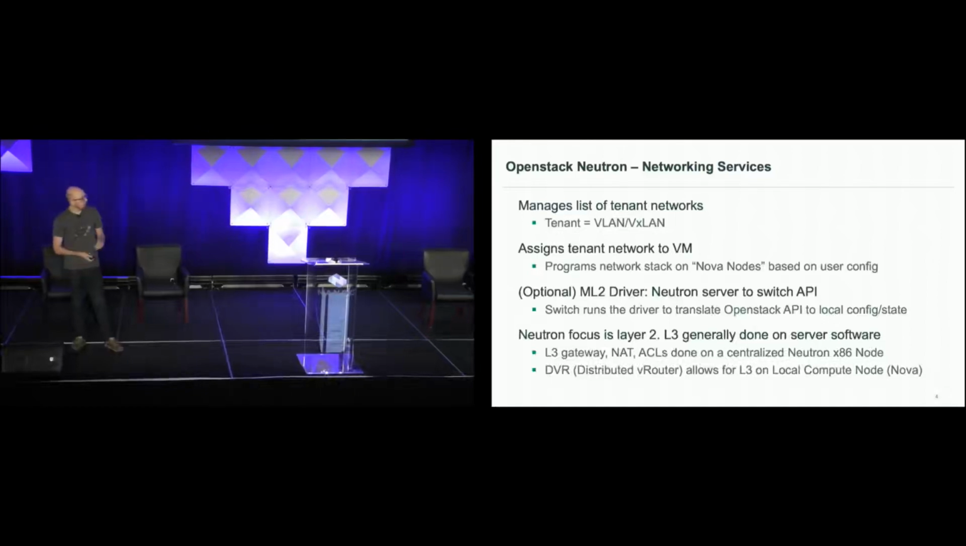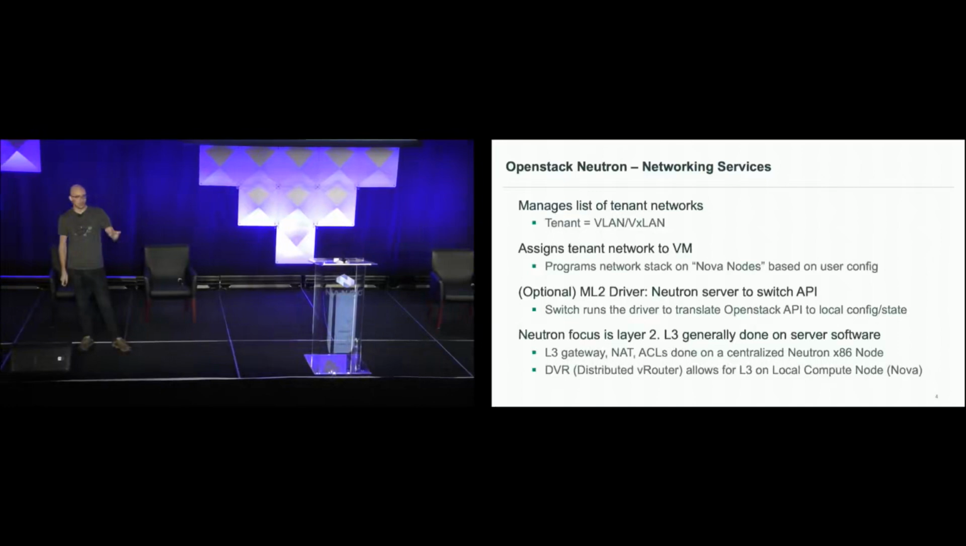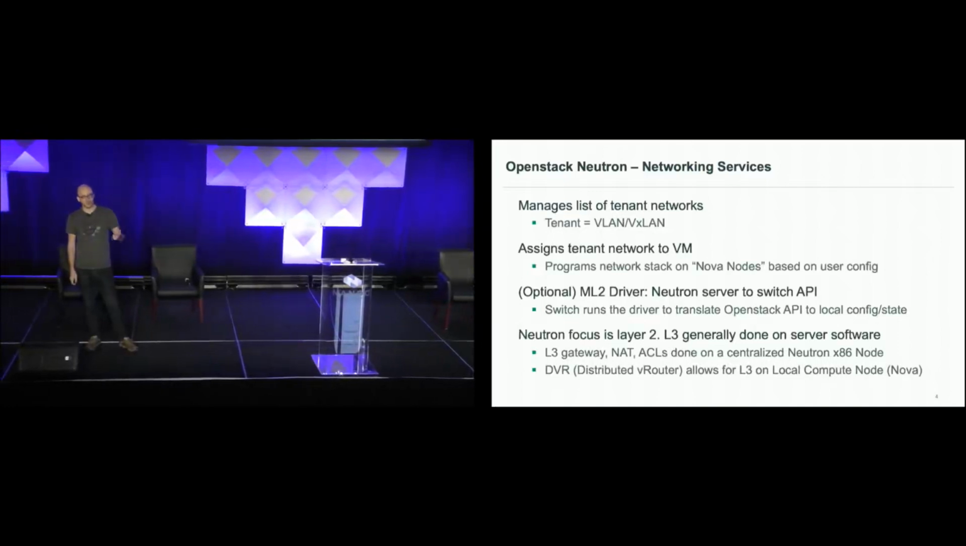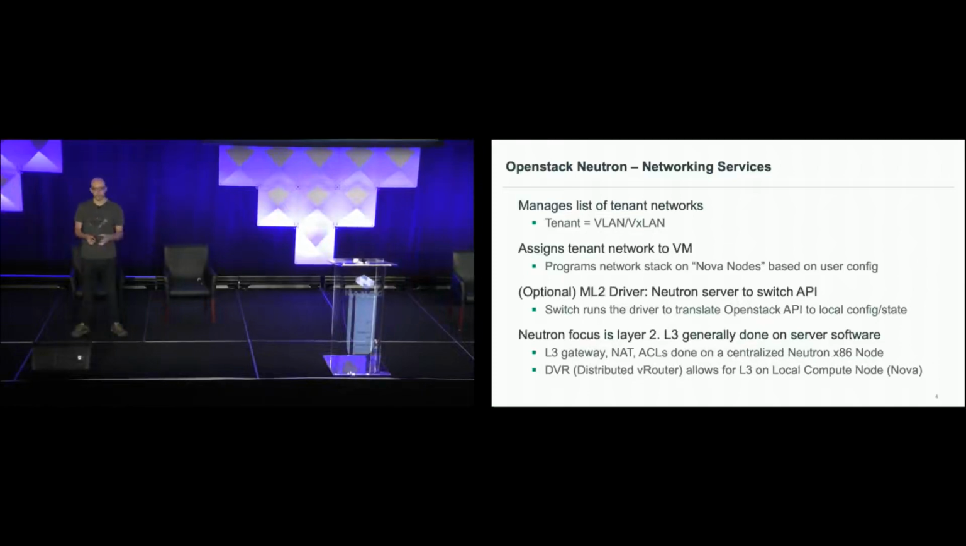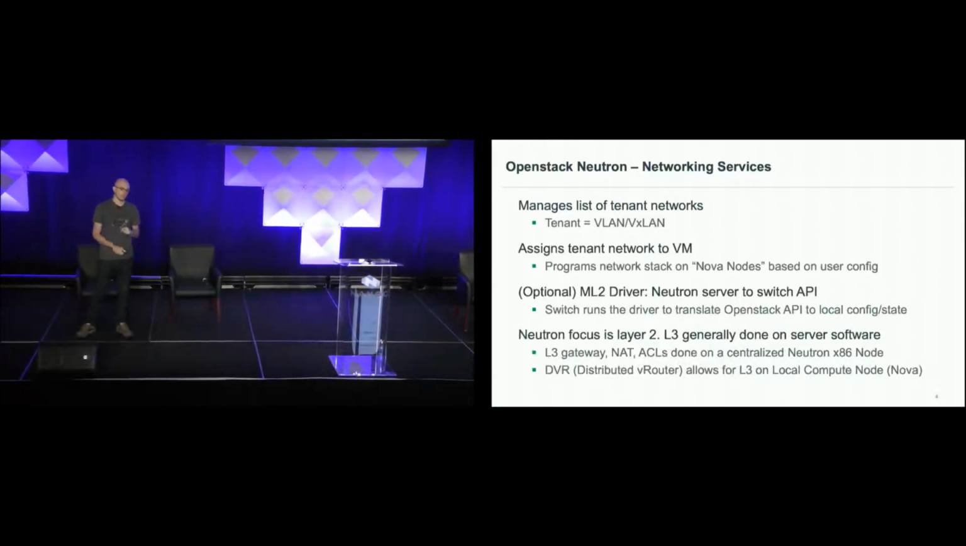We can also do things like distributed vRouters for L3 through OpenStack, where every VM's local gateway can actually be the x86 node that it lives on, that local compute node. So I can either go all the way to the edge of the network to an x86 cluster of L3, or I can put that L3 gateway within the compute server itself.